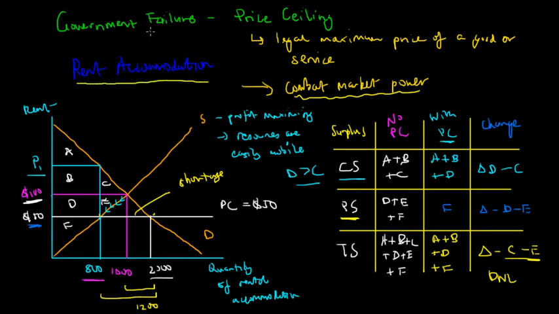So as we can see, the government has failed in this instance in correcting market failure, and in fact, ironically, they've actually caused an inefficient allocation of resources, and they have not maximized the living standards of the entire economy, as exhibited by a decrease in total surplus.